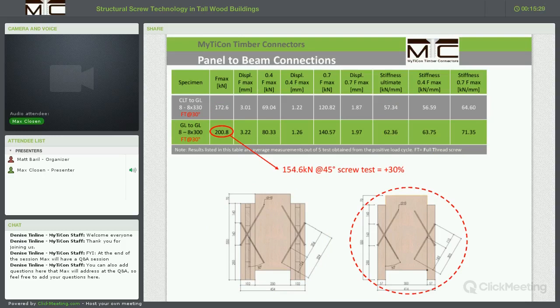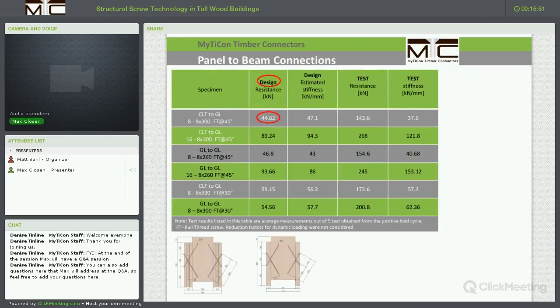Similar things we see for the glulam side members. In the glulam side members with 30-degree screws, we have a capacity gain of around 30%, and a stiffness gain for these connections of around 50%. So it seems like if we vary the screw angle to a much shallower angle, we increase the capacities and also the stiffnesses of the connections.